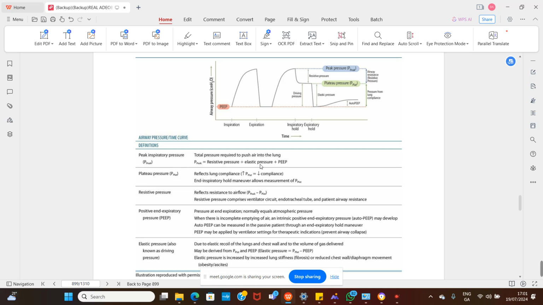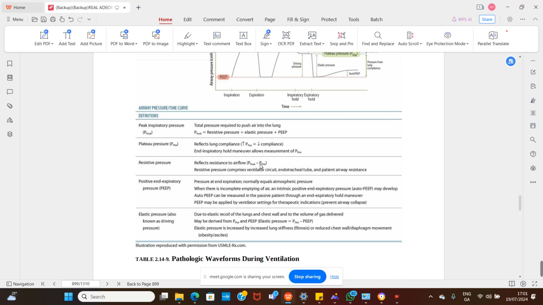So just know that the way you can measure your plate pressure is to do an inspiratory hold. So you eliminate restrictive pressure from the calculation of the peak inspiratory pressure, and you'll be left with elastic pressure and PEEP, and that's going to be your plate pressure. The restrictive pressure is the one resistant to airflow. We have said it. So PIP minus plate pressure is going to be restrictive pressure. Can you see that you don't need to cram it? Once you know the values, you can maneuver yourself. You don't need to cram anything.